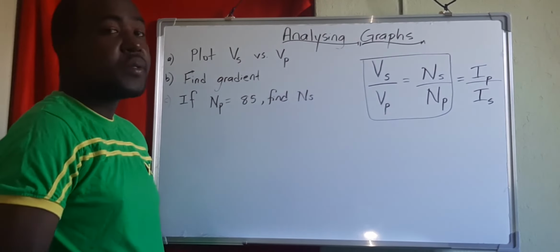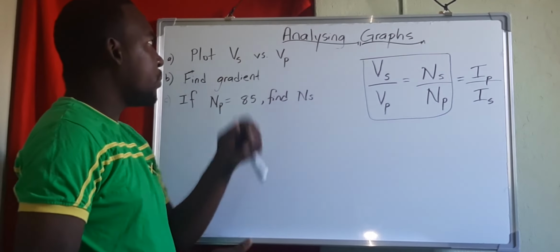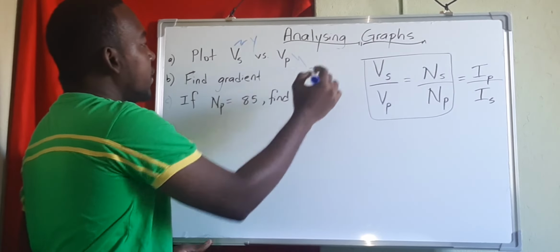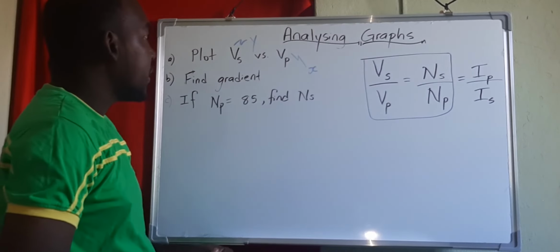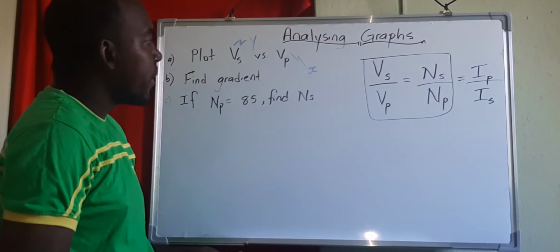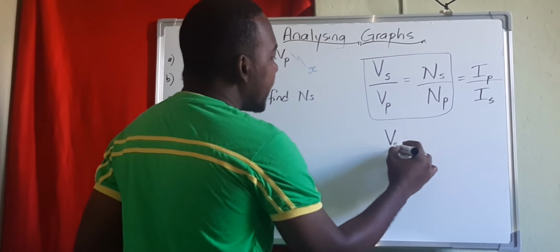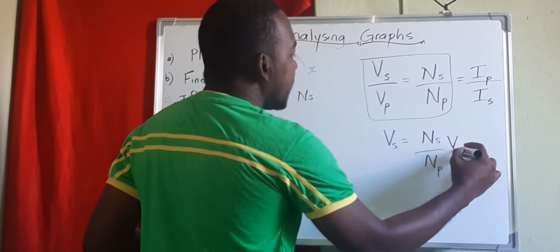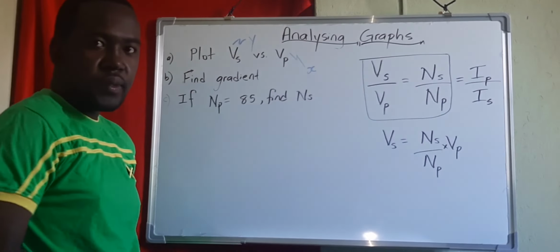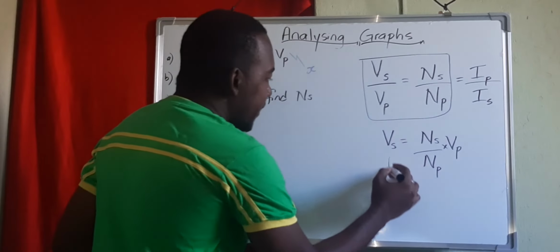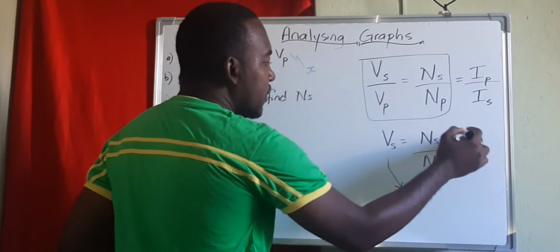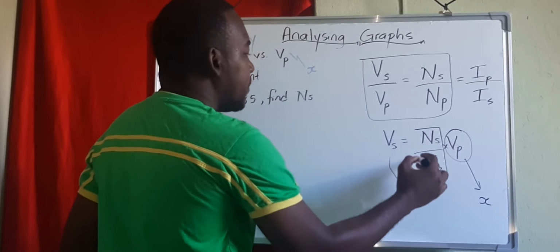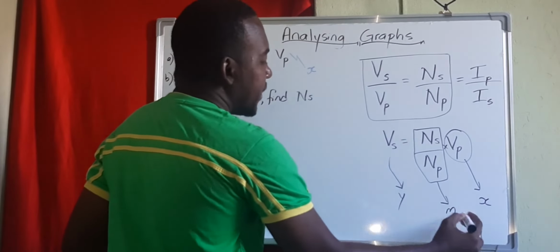So remember, they said Vs against Vp. So that means Vs would be on our y-axis, and Vp would be on our x-axis. So in this case, we would make Vs the subject, right? So if we make Vs the subject, then that means Vs would be equal to Ns over Np times Vp, right? So now we have it in the format, because Vs now is our y-axis, Vp is our x-axis, right? So therefore, whatever is multiplied by Vp, that is our gradient, right?